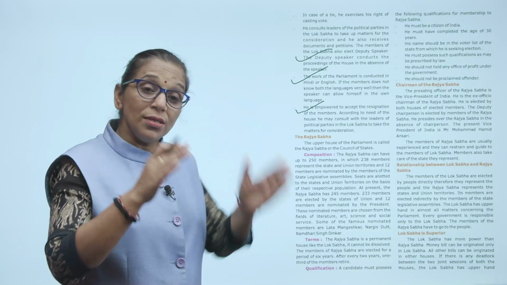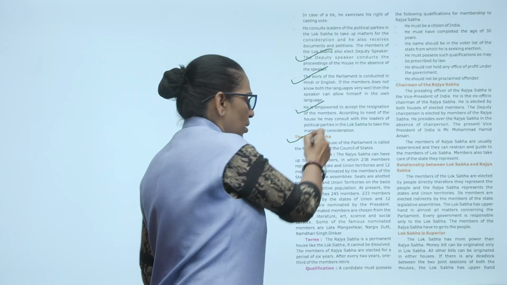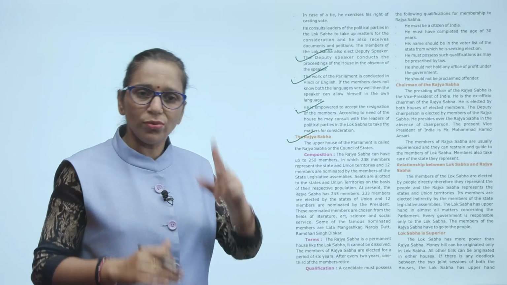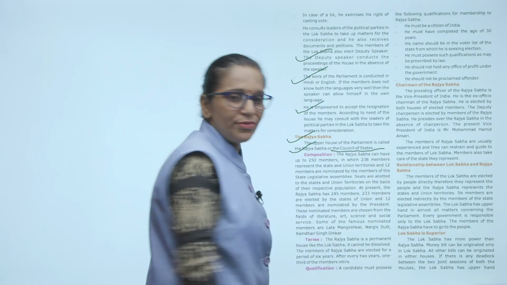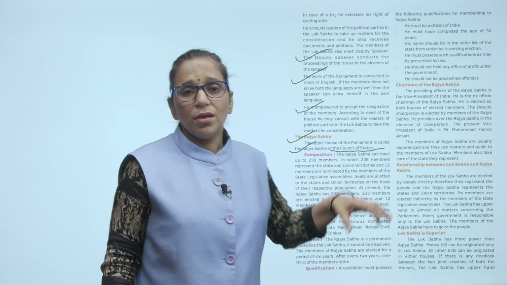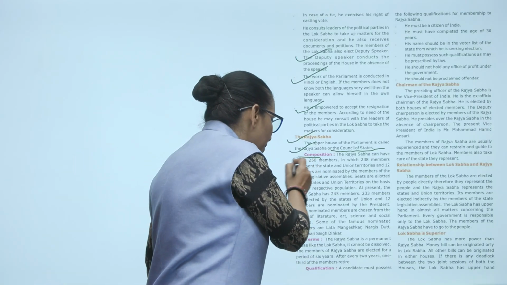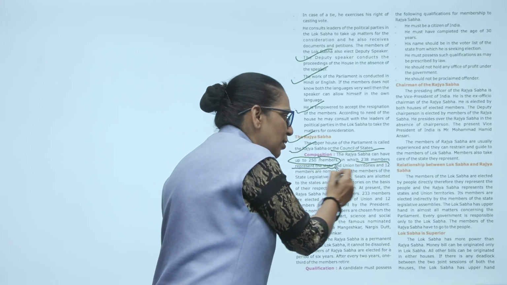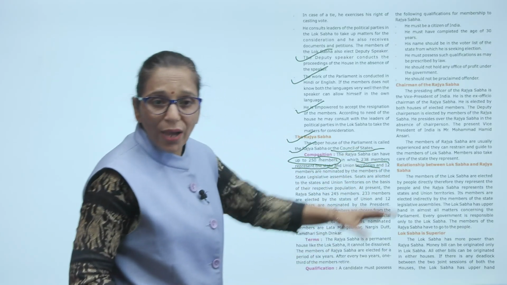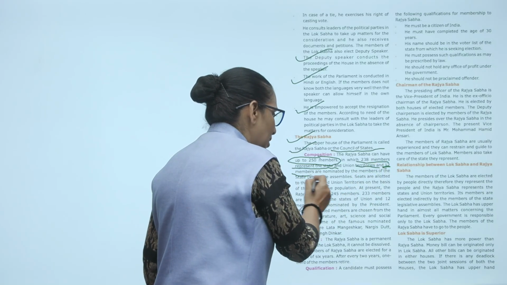Now, moving to the second house, the other house of the Parliament, that is Rajya Sabha. As we have a bicameral system, two houses, the upper house of the Parliament is known as Rajya Sabha, or you can say the Council of States. How is it composed? Rajya Sabha can have up to 250 members, in which 230 members represent the states and union territories, but 12 members are nominated by the President.